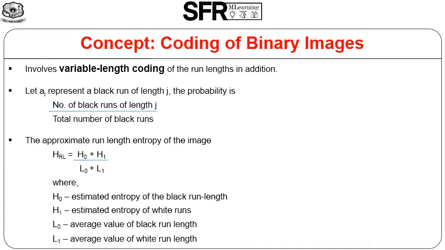So the approximate run length entropy formula is H_RL equals (H0 plus H1) divided by (L0 plus L1). Here H0 and H1 represent the estimated entropies, and L0 and L1 represent the average values for the run lengths. Here again, 0 represents the black runs and 1 represents the white runs.